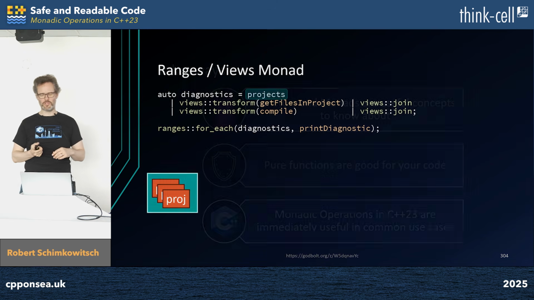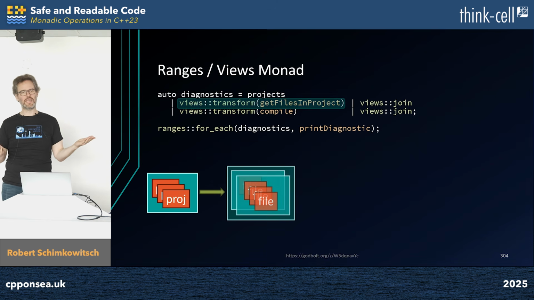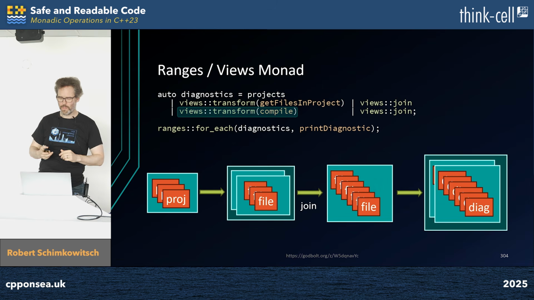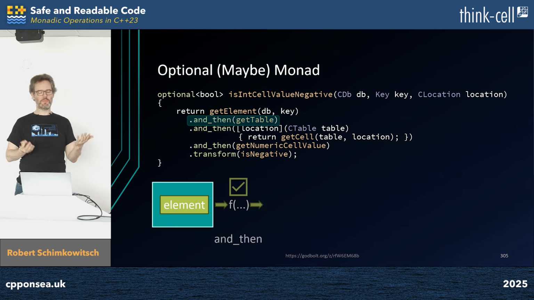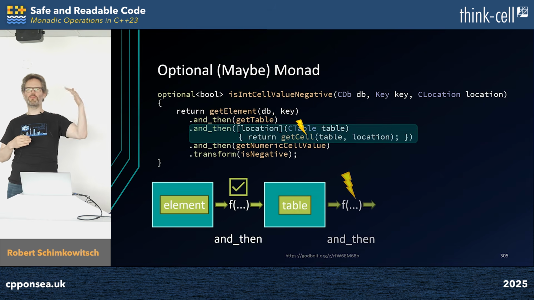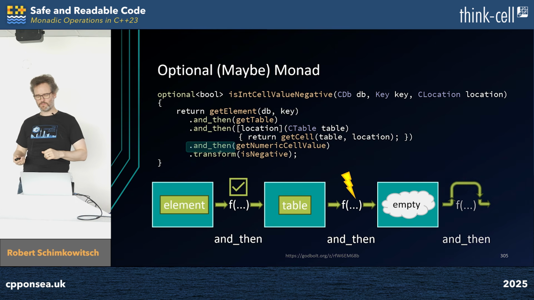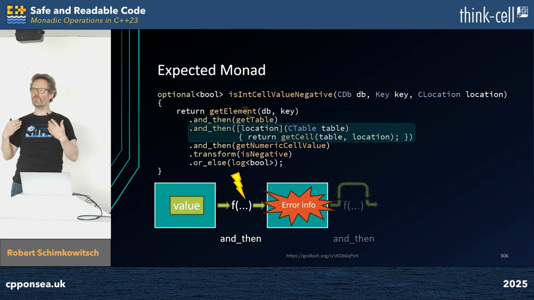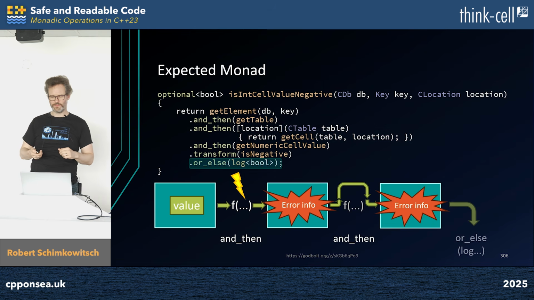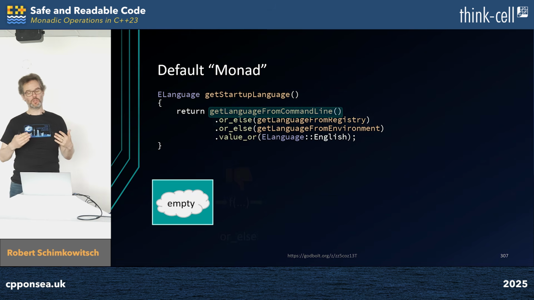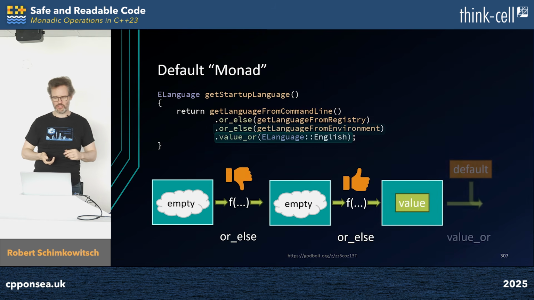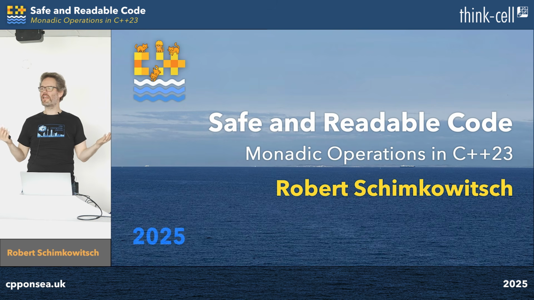Let's recap what those pipelines were. The ranges view monad, if you have a pipeline where each input produces n outputs. Optionals may be monad if you want to build a pipeline where some or all of the functions might fail. Alternative listed expected if you want to provide useful error information in case of failure. And optionals default monad if you want to grab the first usable result from a list of functions. These will help you write safe and readable code, the monadic operations in C++23.